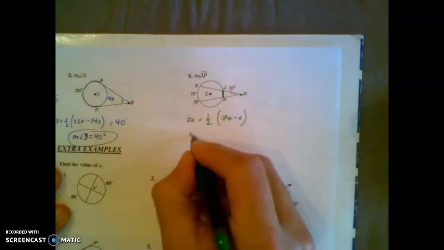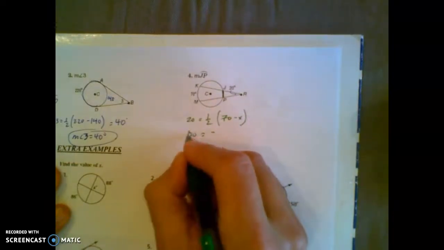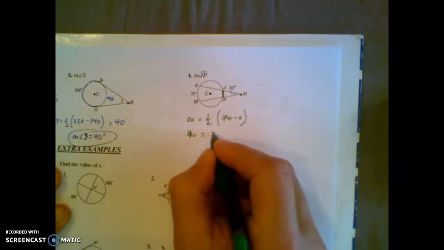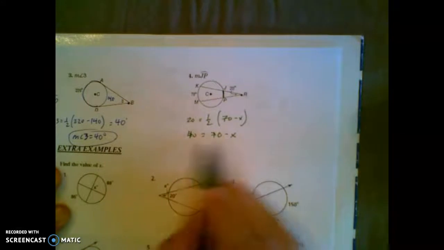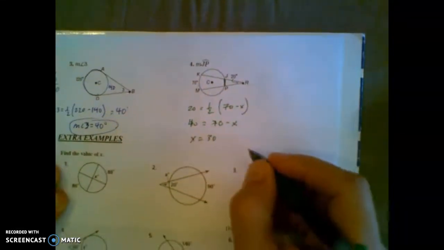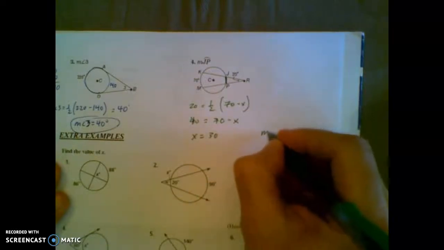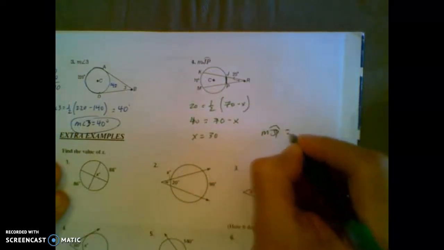Again, I get rid of the half probably. So then I'd have 20 is equal to, 40, because I multiplied by 2, is equal to 70 minus x. So then I'd probably add the x over and subtract 40 over at the same time. So that would be x is equal to 30. So that means the measure of arc JP is equal to 30 degrees.